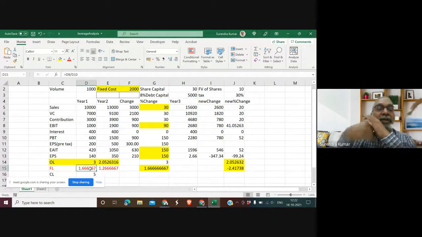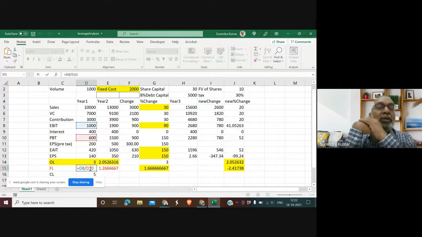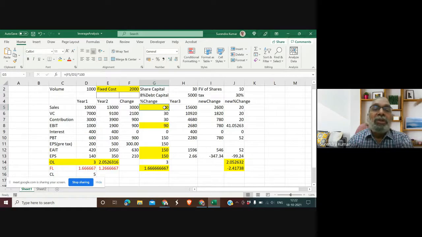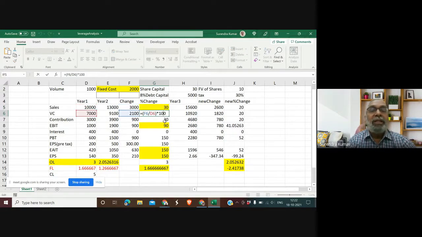Now, financial leverage is EBIT over profit before tax. So this is if you have 1 year information, so you calculate. But what about if you have 2 year information, right? That means, let us say next year, your sales increases by 30%. And that information I am showing in column G, right? That how much is the increase in sales, or for that matter, how much is the change in various parameters.